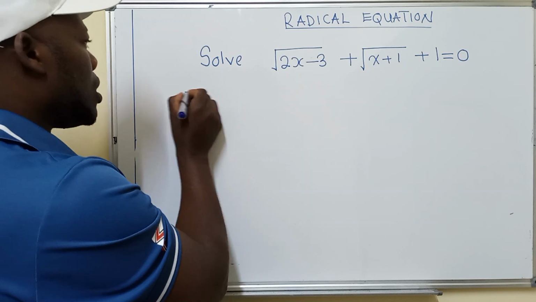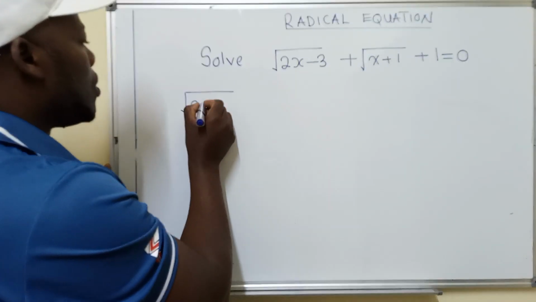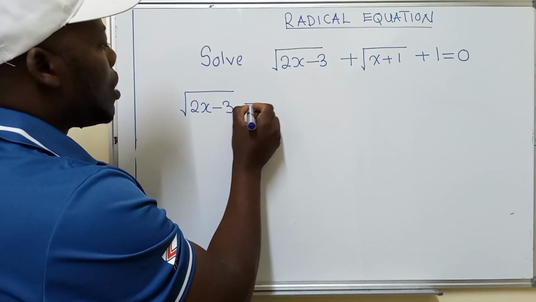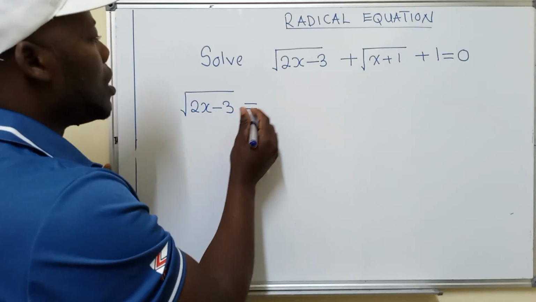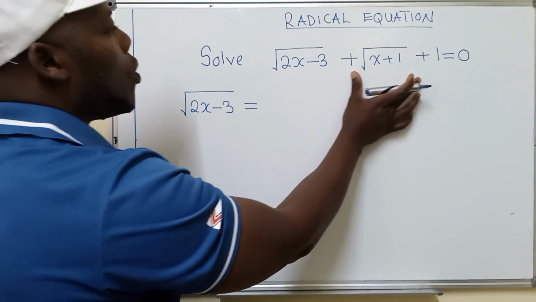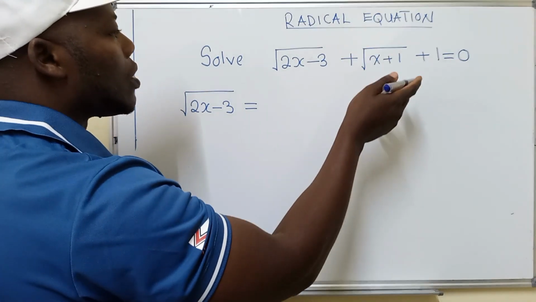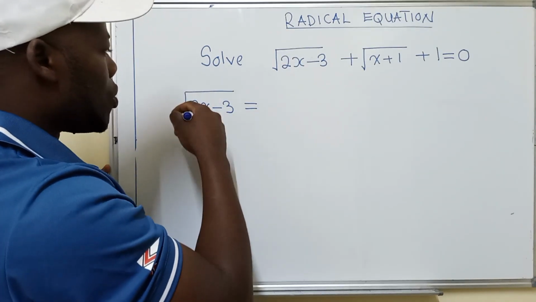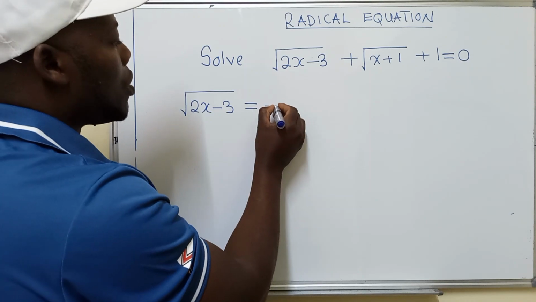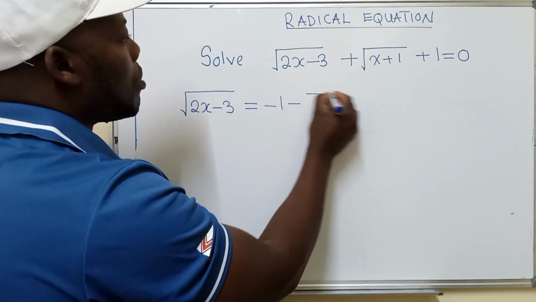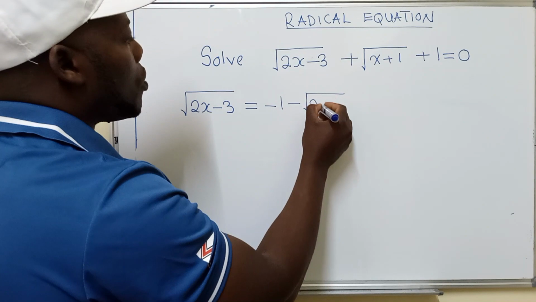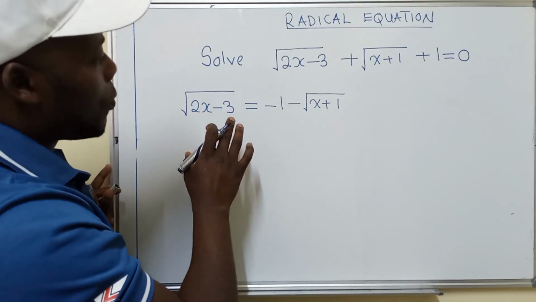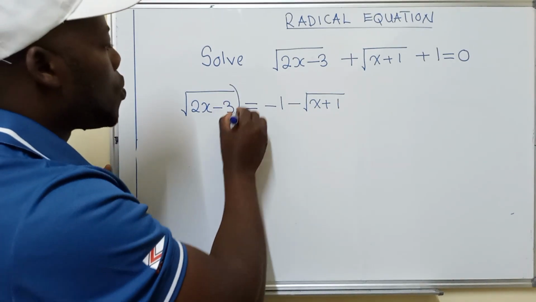So we have this right here. I guess you're able to see. The first thing must be to make sure that all these go to the other side of the equation, and then you will just remain with the one term with the radical. So we shall have a negative 1 here minus root of x plus 1. Okay, so at this point, we square.